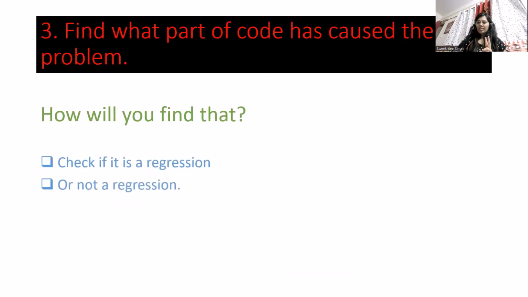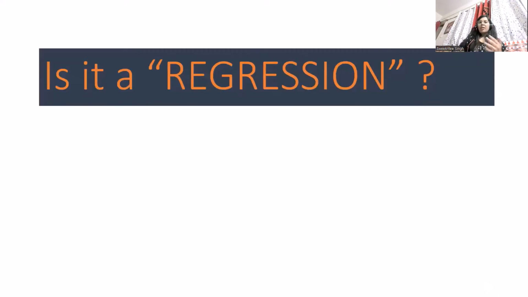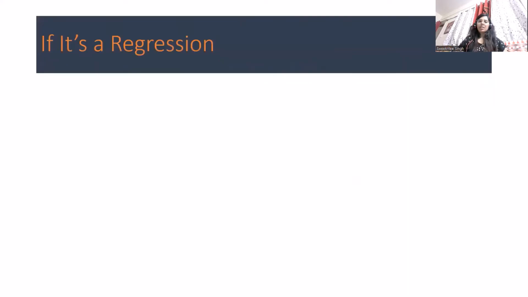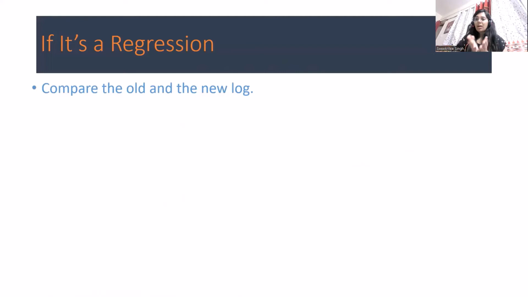Two things. Check if it is a regression or not a regression. Before directly going into the code or logs, first check whether it is a regression. How do you check that? If the reported issue was not there in the earlier build and a newly delivered build has caused the issue, then it's a regression. If it's a regression, how do you go ahead and fix the bug?